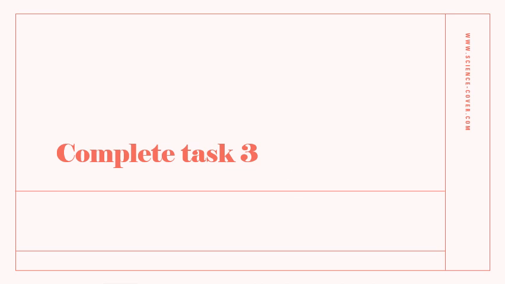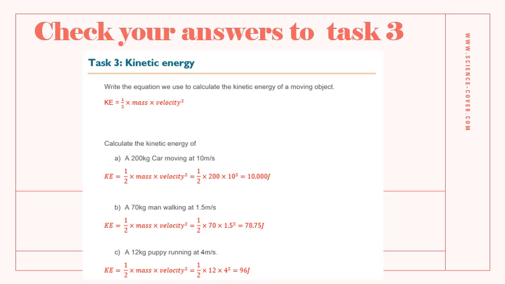Now pause the video and complete task 3. Let's check our answers to task 3. The equation used to calculate the kinetic energy is half times the mass times the velocity squared. Calculate the kinetic energy of a 200 kilogram car moving at 10 meters per second.